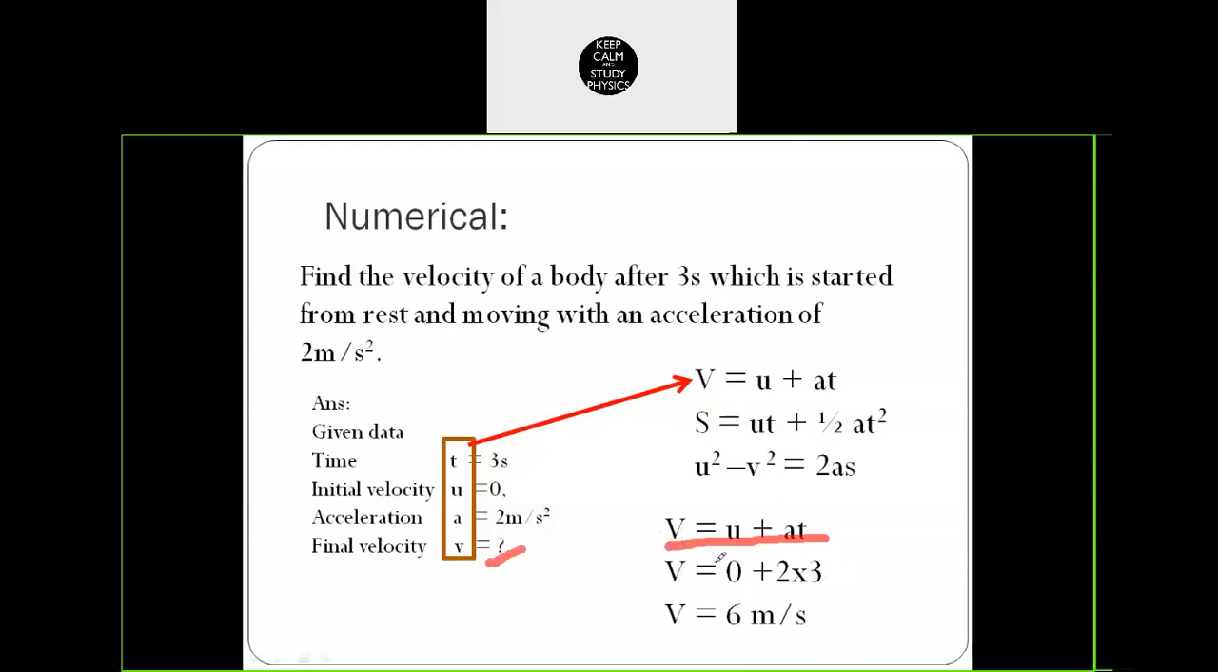We need to find out v. u, the initial velocity, is 0, so keep 0 here. Acceleration is 2 meter per second square, so 2. Time is 3 seconds, so 3. 2 threes are 6, so 6 meter per second. In this way you can find out any physical quantity from the equations of motion. Is it clear, everyone? Can you solve the problems now?